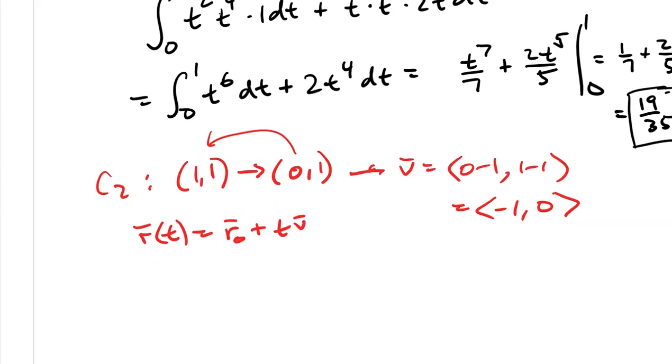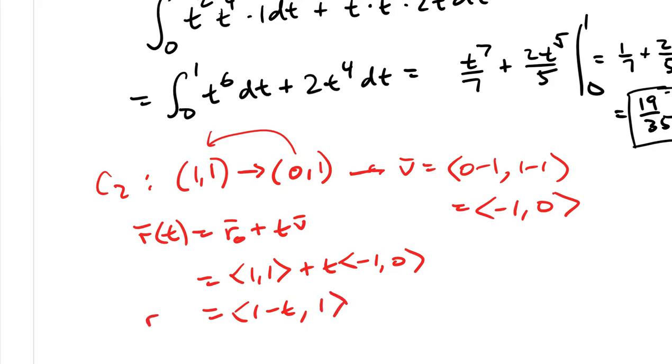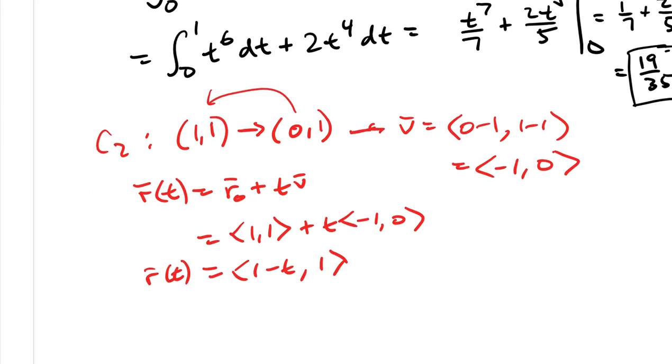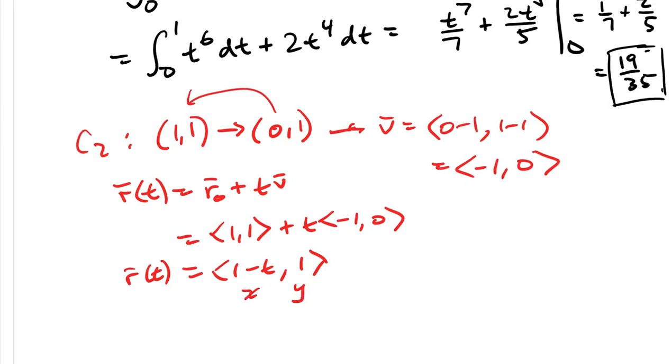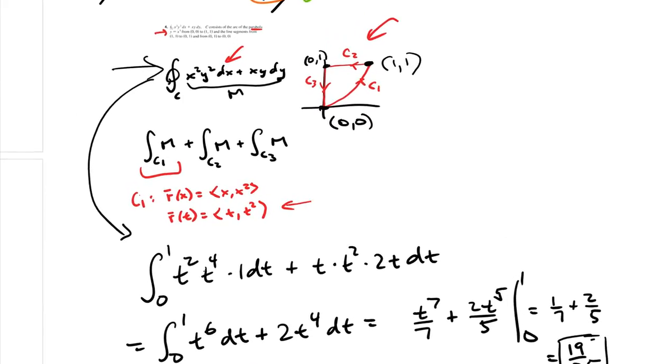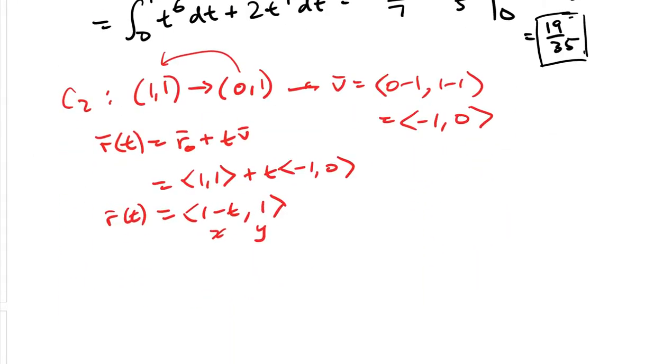And so r of t will be r naught, which I'm starting at 1, 1, plus t times negative 1, 0. So I get 1 minus t comma 1, looks like. Yeah, so that's r of t. So I have my x and I have my y. So the integral is x squared y squared dx plus xy dy.